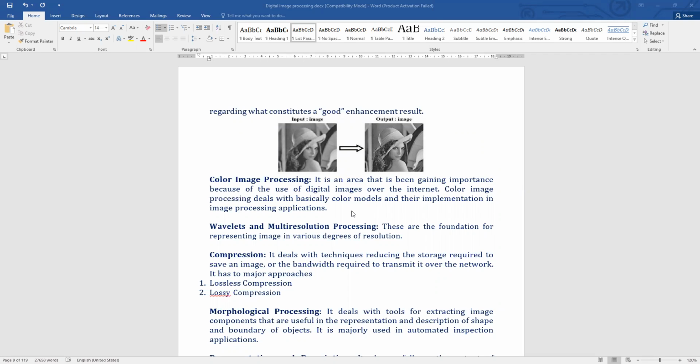सो वेवलेट एंड मल्टी रेजोल्यूशन आर आल्सो प्रोसेसिंग. सो फाउंडेशन ऑफ रिप्रेजेंटिंग द इमेज इन अ वेरियस डिग्री ऑफ द रेजोल्यूशन. So the word we use for this is wavelet. That wavelet is basically used in digital image processing, and we are using multi-resolution. So a wavelet is basically a wave-like oscillation.